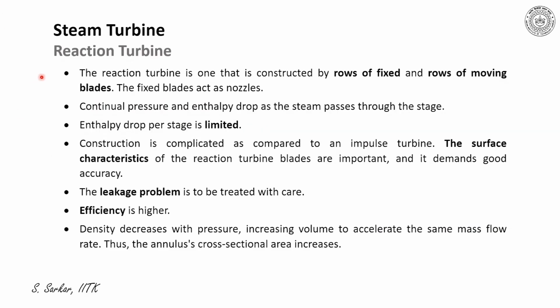The reaction turbine is one that is constructed by rows of fixed and rows of moving blades. The fixed blades act here as nozzles. Continual pressure and enthalpy drop occurs as the steam passes through stages. Here, the enthalpy drop per stage is limited.